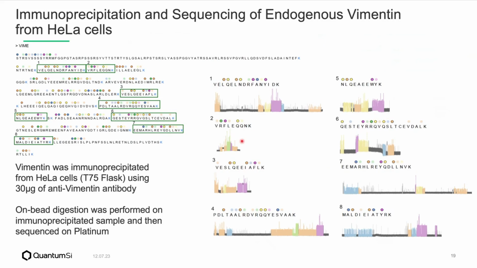Again, this just highlights the ability of the Platinum technology to take a complex sample such as a cell lysate, perform an IP, and identify proteins of interest. And we believe this is certainly going to be a very useful case to extend into more complex samples and co-IPs.